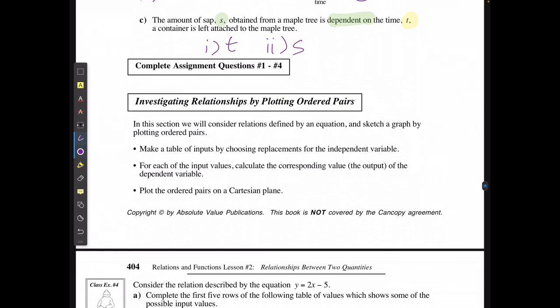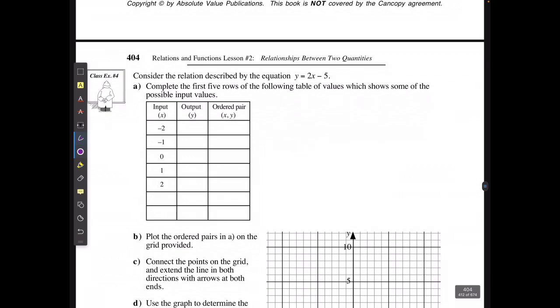If I'm investigating relationships by plotting ordered pairs, in this section we'll consider the relations defined by an equation and sketch a graph by plotting the ordered pairs. So we're going to make a table of inputs by choosing replacements for the independent variable, and for each of the independent variables calculate the corresponding output and then plot the data. So it says, consider the relation described by the equation y is equal to 2x minus 5. The first thing it wants us to do is it has given us 5 inputs. It wants us to solve what the outputs would be.